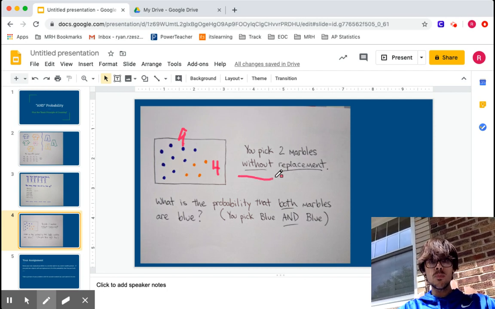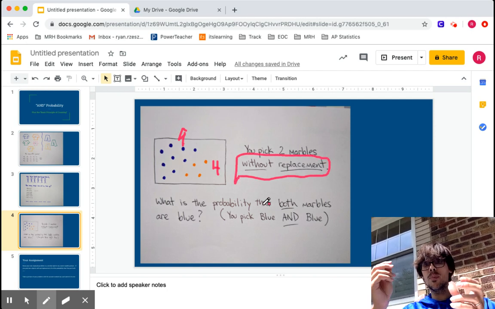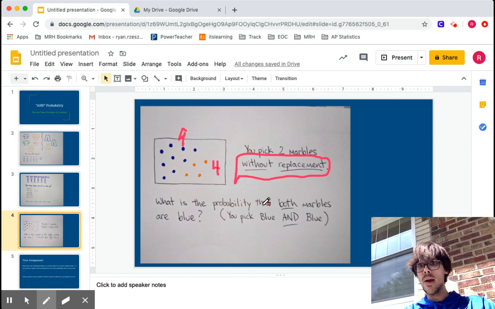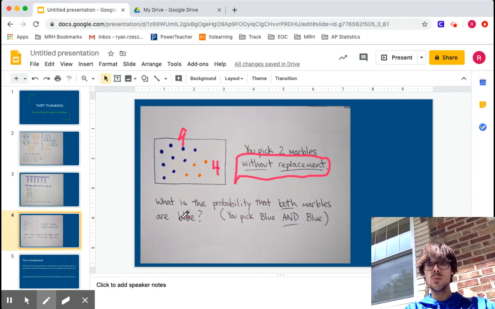When you do multiple picks, it will have to say with replacement or without. Without replacement means you throw away the marble, you don't put it back. If it said with replacement, you would put it back in. So they want to find the probability that both marbles are blue.